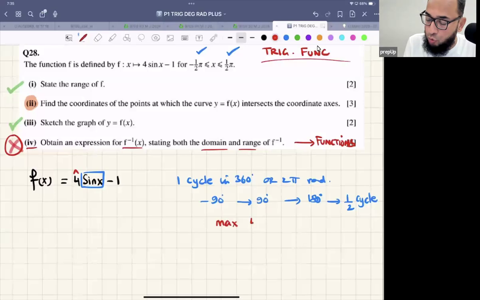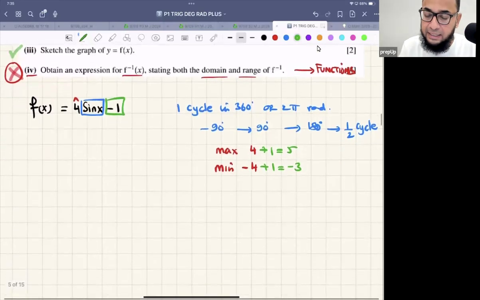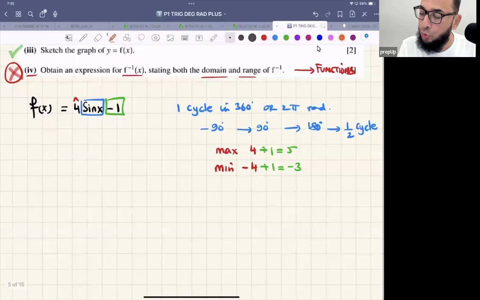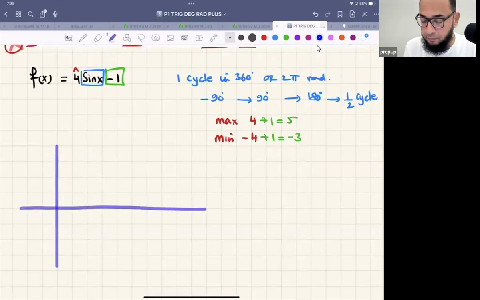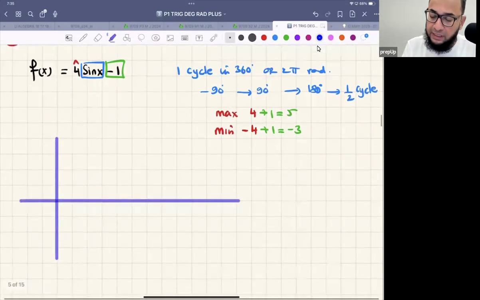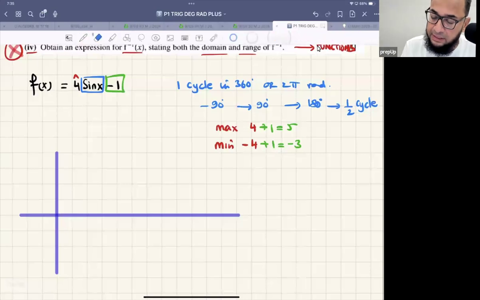So the maximum value is 4, minimum value is negative 4. But because of this negative 1, 4 plus 1 comes out to be 5, minus 4 plus 1 comes out to be negative 3. So now all these things need to be taken care of. So let me just draw this thing over here. And I can draw 4 sine x minus 1. Sorry, it's not plus 1, it's minus 1. My bad. Let me just correct myself. So this is minus 1.